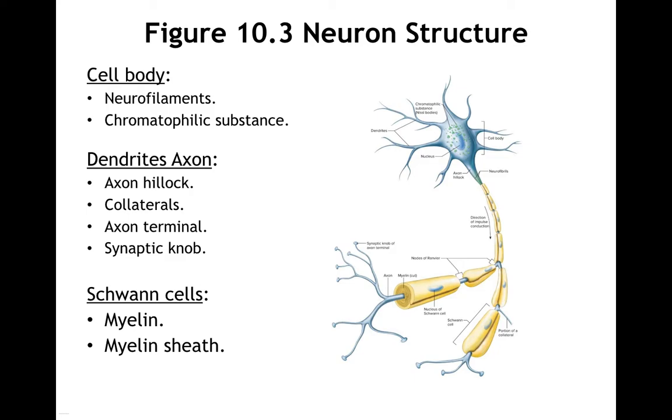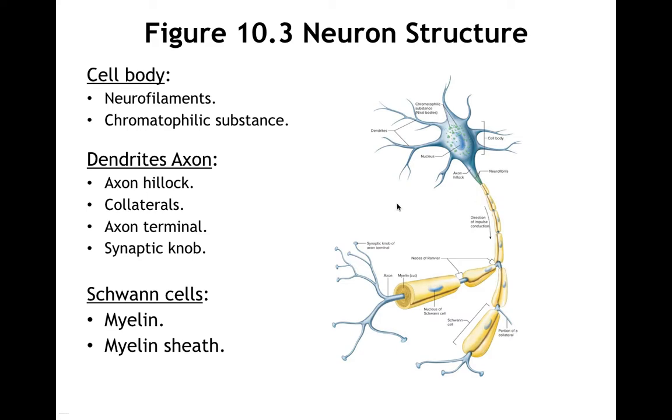The cell body contains the neurofilaments and the chromatophilic substance. Here, there are dendrites attached to it. The dendrites include the region called the axon hillock, which leads to the axon, and the axon can have branches, which are called collaterals. They have a terminal, and on the end of that terminal is a synaptic knob, which makes up part of the synaptic cleft, which we talked about last week, and we talked about muscles.